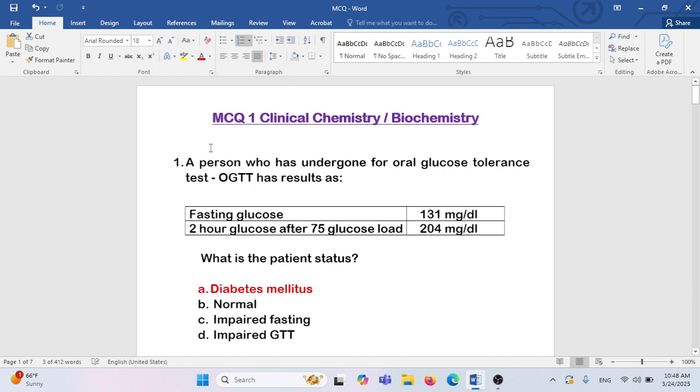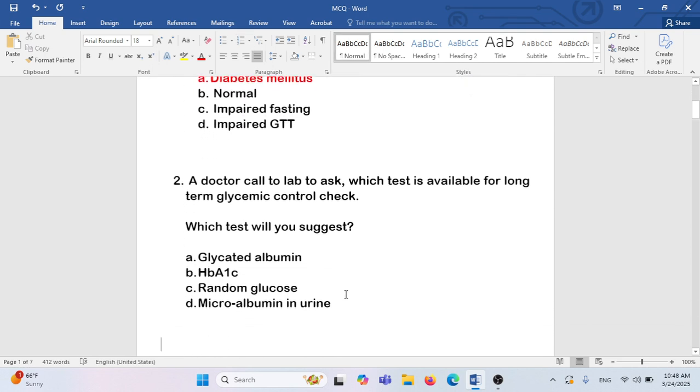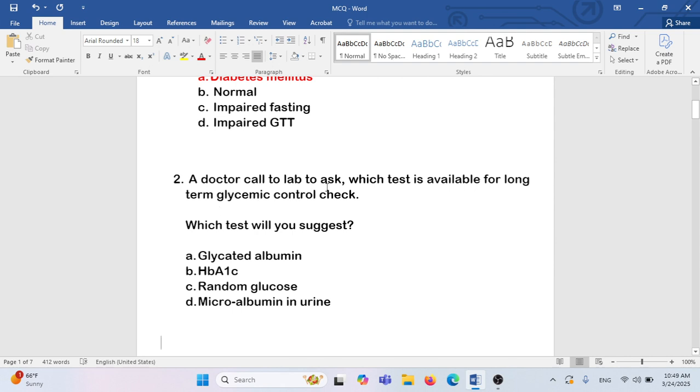Let's highlight it. Second question, a doctor called to lab to ask which test is available for long-term glycemic control check. So which test will you suggest? Here the good option is HbA1c because it checks the glycemic status for 3 months and it relies on lifespan of hemoglobin within RBC. So for long-term glycemic control we have HbA1c.